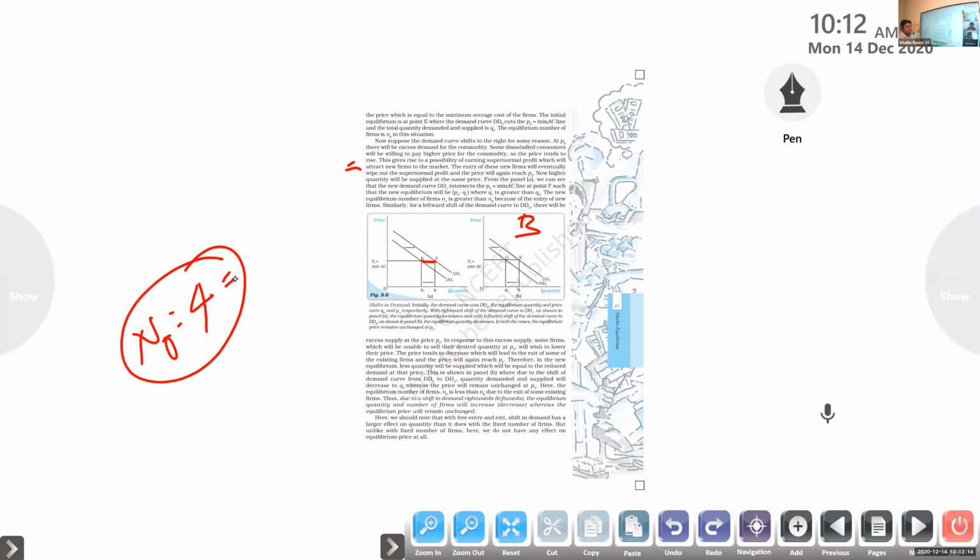We already know one condition, what is that? Free exit and entry. In this first panel, what happened here? The demand curve shifted rightward because of some reason. Just imagine only 4 firms are operating in this condition. Because of this shift in the demand, the price of the commodity is increasing, right? So it will attract others to start business or production, because these existing 4 firms are creating supernormal profit. So it will attract others to the business.